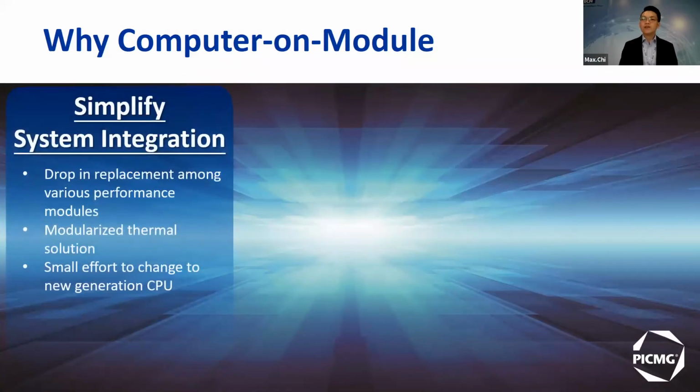First, it simplifies system integration. So once the carrier board is designed, multiple modules can be used on the same carrier. It's a one-for-all concept. Also, the modular thermal solution and fixed I/O design can give you easy migration and make the effort to change to a new generation CPU smaller.